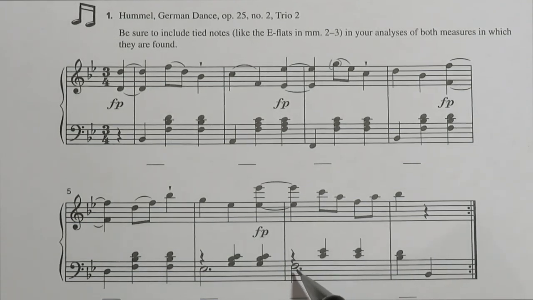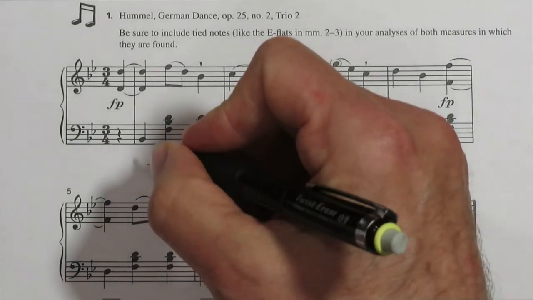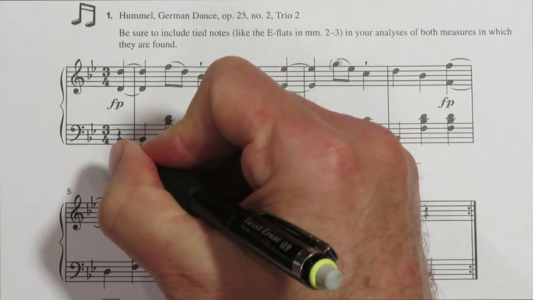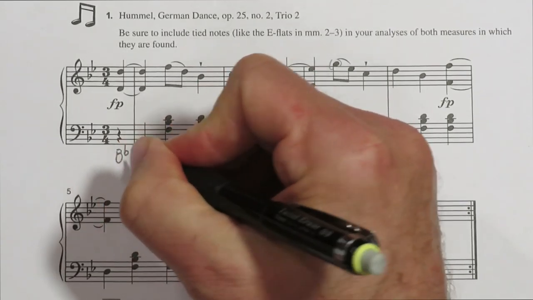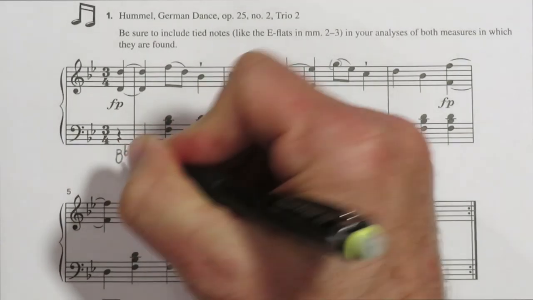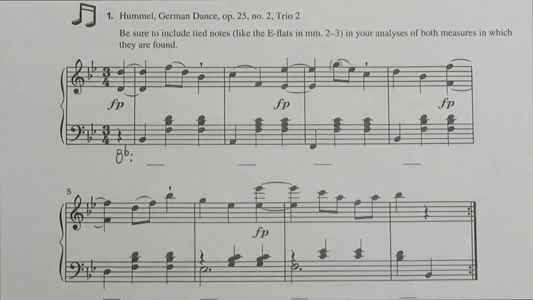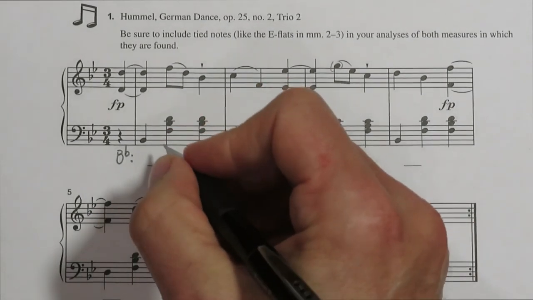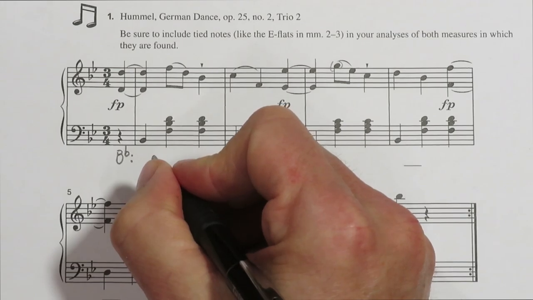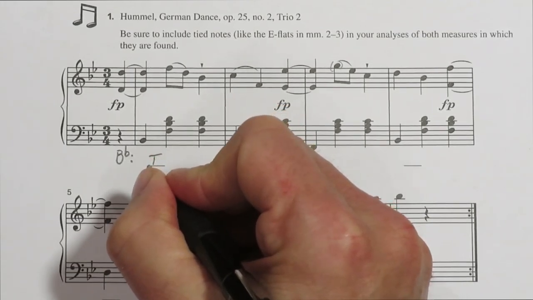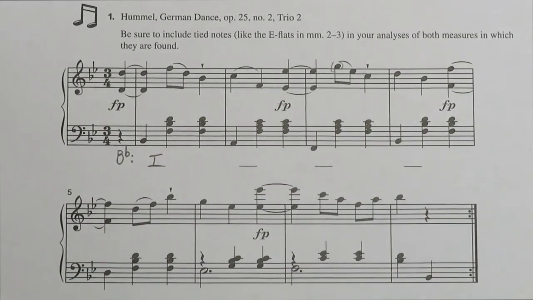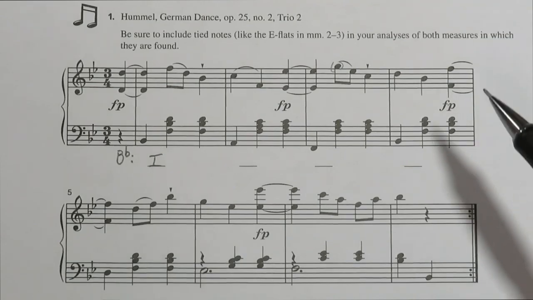Okay, so it looks like we have an F. Okay, there's a 5 chord to 1. There's your cadence, 5 to 1. So we know that this is B flat major. So we'll put that there with a colon. Okay, now that's just a 1 chord, okay?